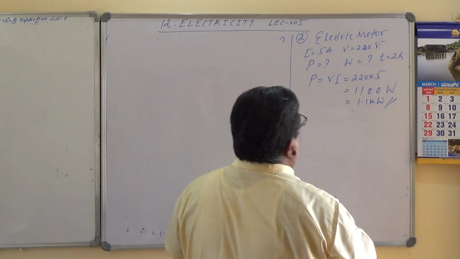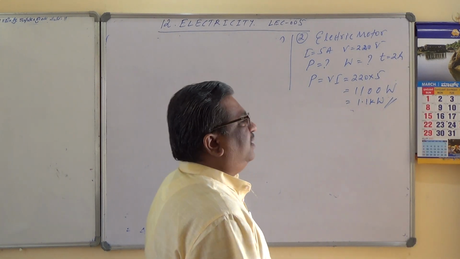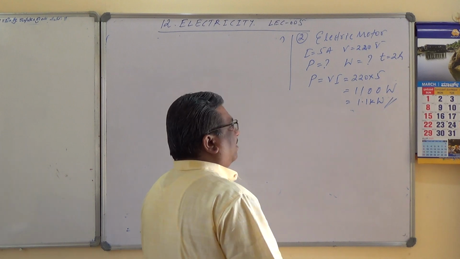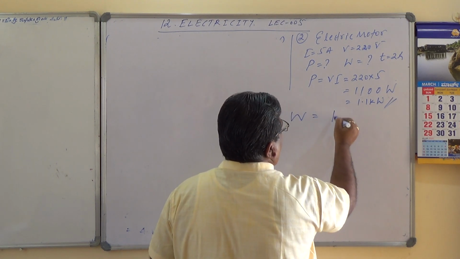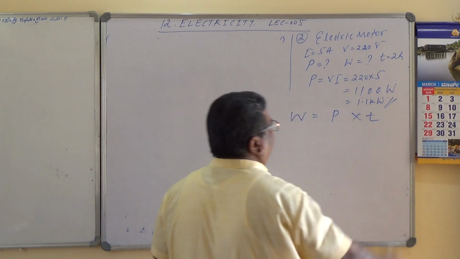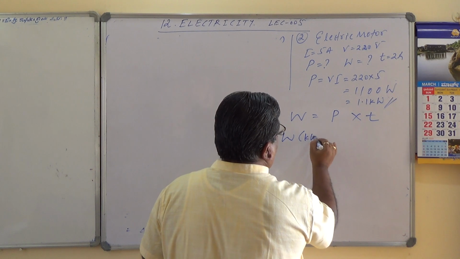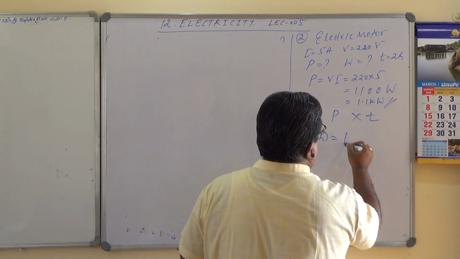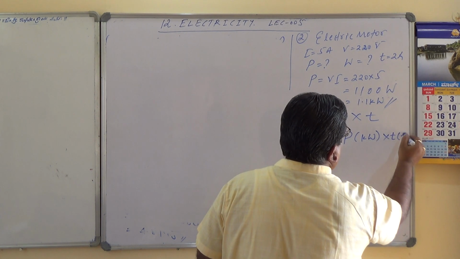Energy we have to find out. See here, in 2 hours, the energy I am going to find out will be in terms of kWh basically, which is the commercial unit of energy. So W equals power into time, because power equals W by T. So W in kWh equals power in kilowatt into time in hours.